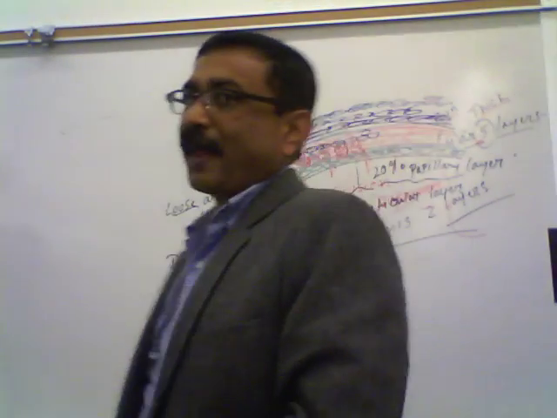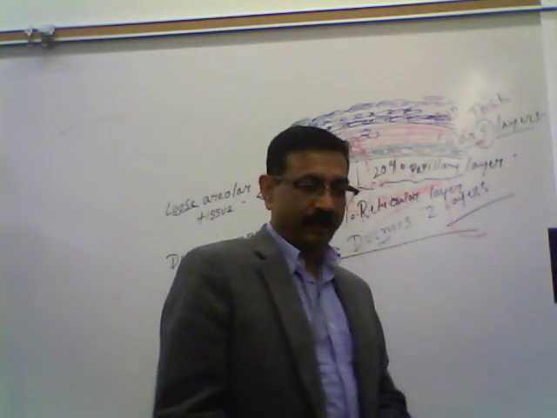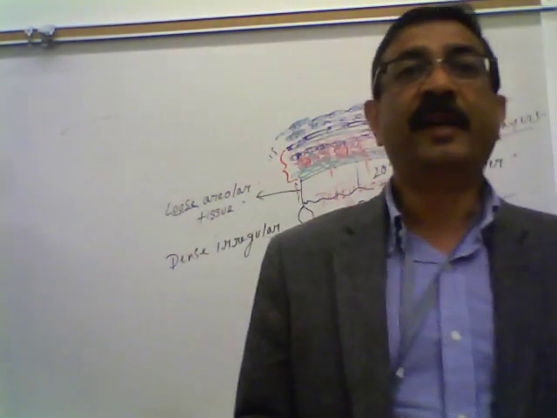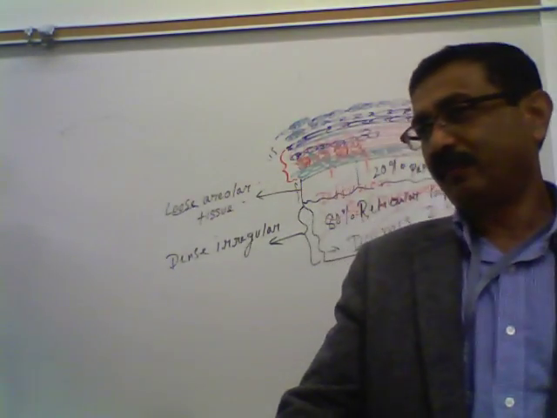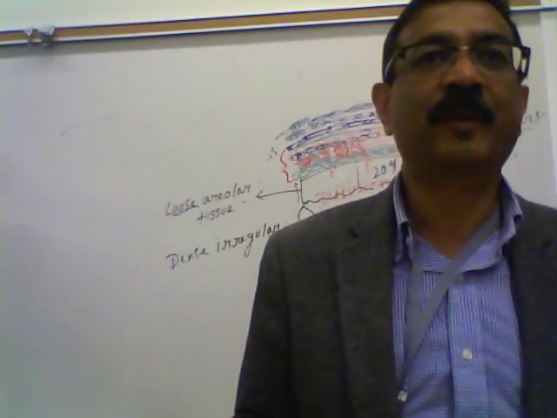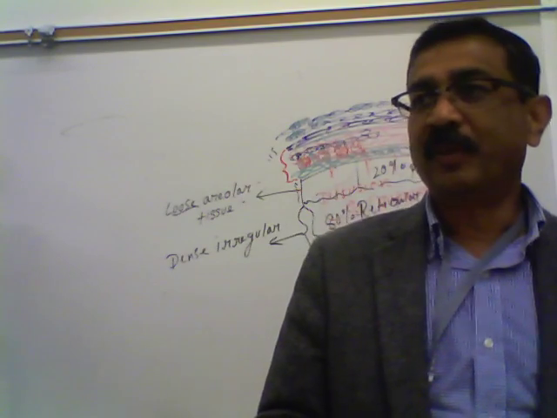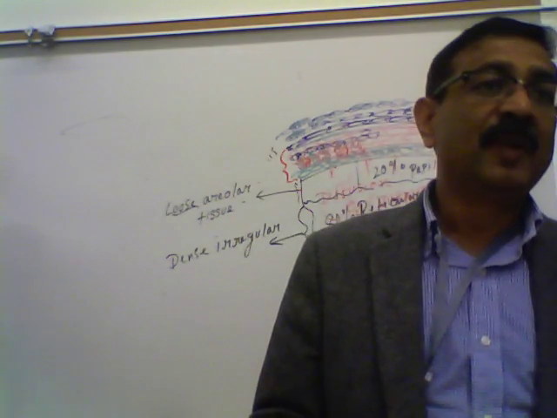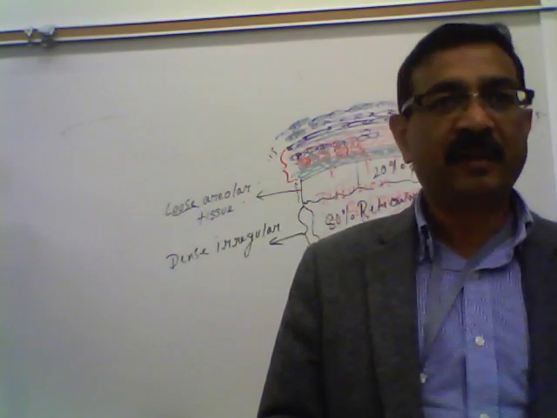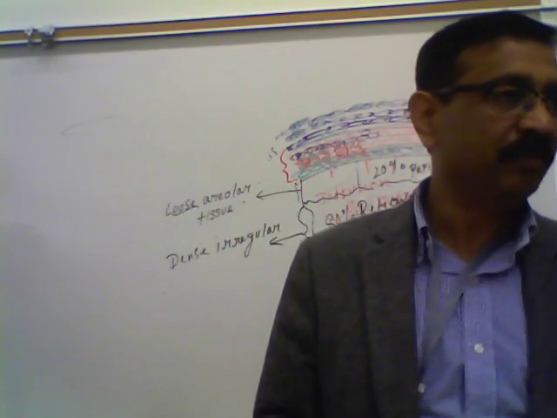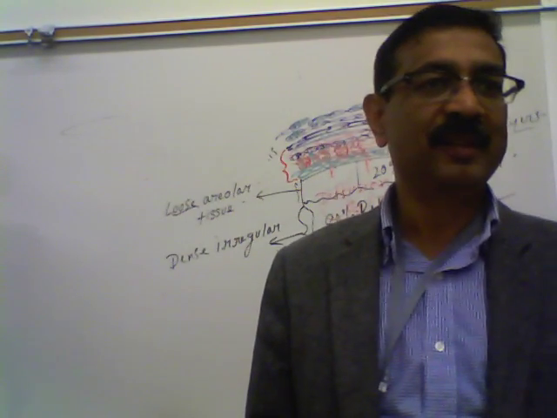Hemoglobin. You know that hemoglobin is a red colored pigment. Red colored pigment inside the red blood cells. And because of hemoglobin, your blood color is red. Because of what? Hemoglobin. Your blood color is red. Make sense?